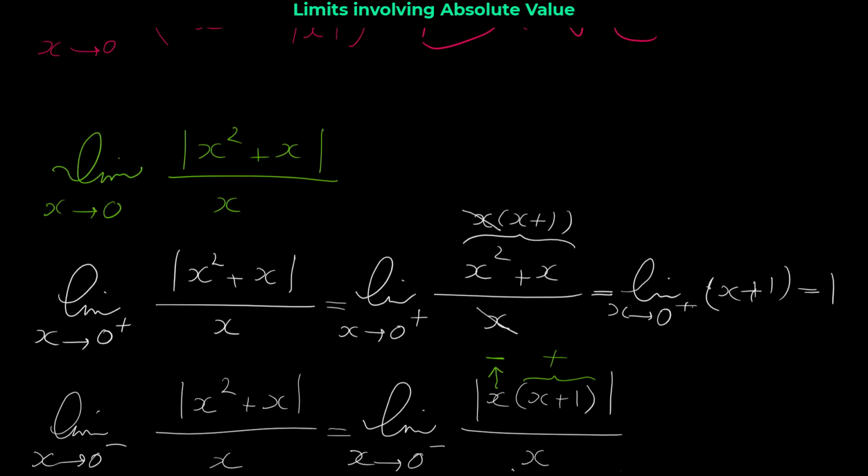So what would be the original limit? It does not exist. Why does the limit not exist? Because the left limit and right limit are different, so the limit does not exist.